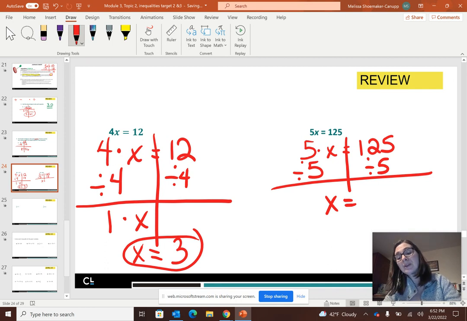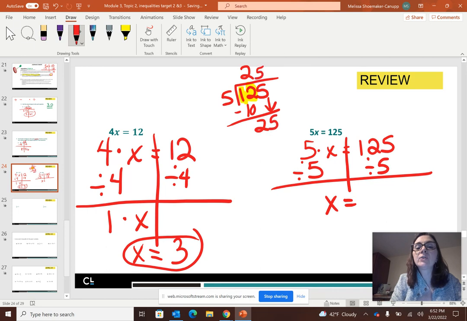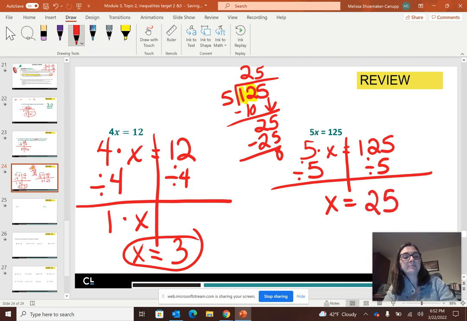Now, we're preparing for state assessment, so I'm going to make you use your internal calculator. 5 cannot go into 1, so I'm going to look at how many 5s go into 12. I know that's 2 because 2 times 5 is 10. I subtract and get 2 left over. Bring down the 5, and I know that 5 times 5 is 25. So I can quickly solve: x must be 25.